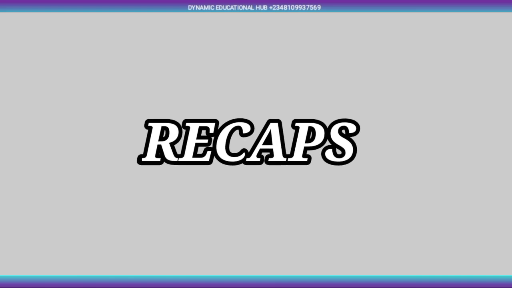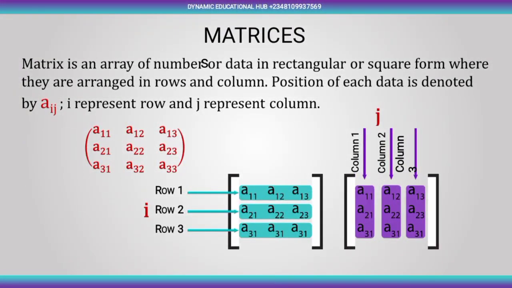We've come to the end of the first series. I would like to do a recap of what we've done so far. The first thing we discussed: a matrix is an arrangement of numbers or data in square form or in rectangular form, where I and J represent the position of each element. I represents the row, while J represents the column.